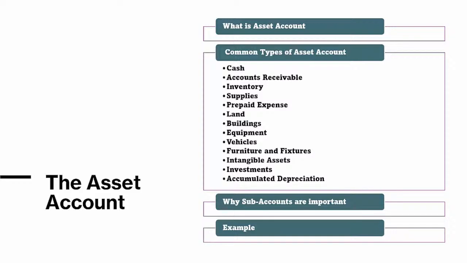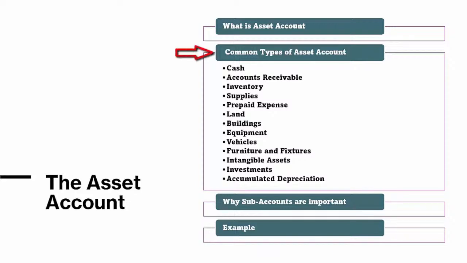When a business owns something valuable, it records this in an asset account. For example, cash in the bank, equipment, inventory, and even money owed by customers, called accounts receivable, are all assets. Each of these valuable resources gets its own sub-account under the asset category so that we know exactly what the business owns and can easily keep track of each item.